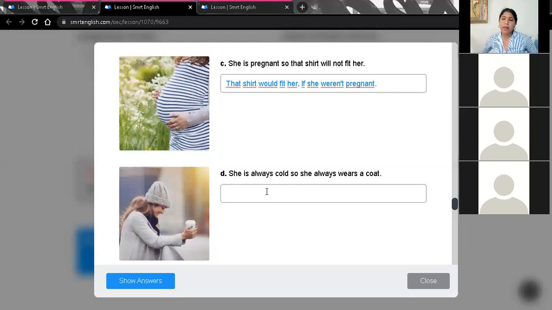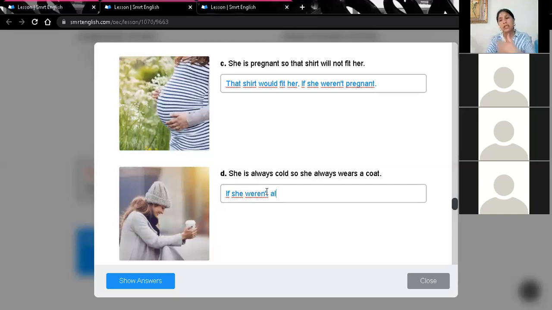Letter D. Alondra, what it says in here is, she's always cold, so she always wears a coat. Remember, before we start, this sentence is affirmative, so you have to say the opposite with the negative structure. So Alondra, what do you have here? I put, if she were always cool, she will always wears a coat. But you're saying the opposite in here because it says that she is always cold. So it would be, if she weren't always cold, you have to say the opposite.